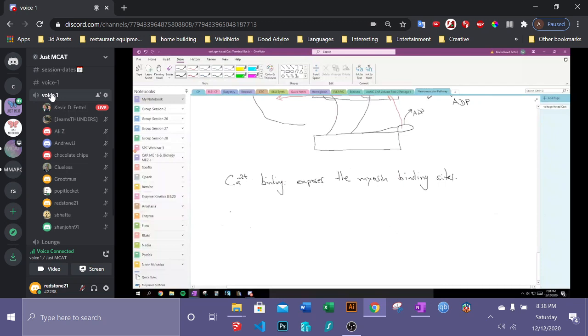What happens when ATP binds? Can anybody explain that to me?